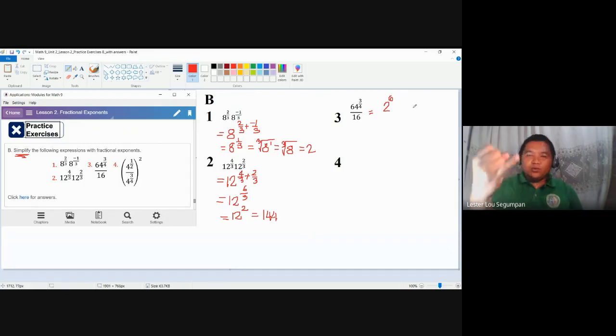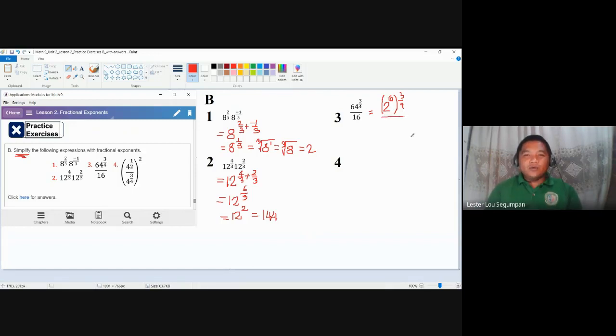Let's check. 2 times 2, 4. Times 2, 8. Times 2, 16. Times 2, 32. Times 2, 64. So there are six 2's multiplied to each other to get 64. So 64 can be written as 2 to the power of 6. But of course, 64 here is raised to the power of 3 fourths, so don't forget about that, all over 16.